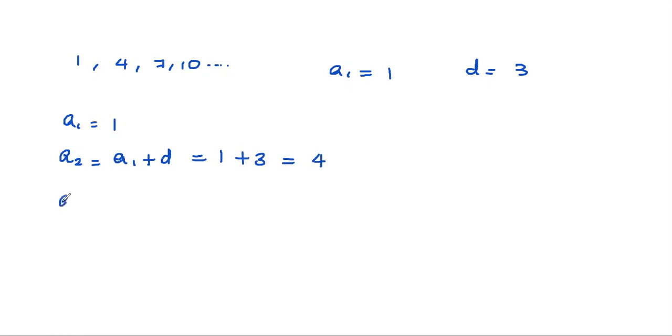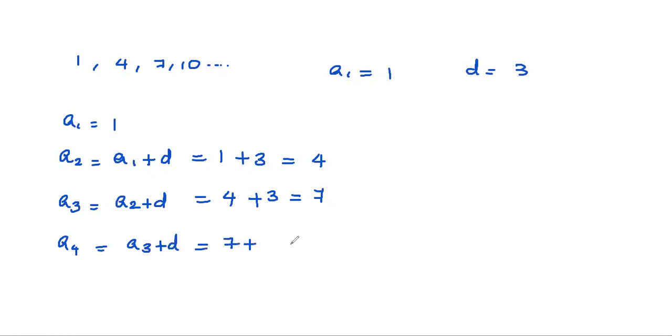And how to obtain the third term? The third term will be the sum of the second term and the common difference. You know the second term, it is 4. Now we know the common difference, that is 3. And the third term will be 7. You can obtain that in the series. Now what is A4? It is the sum of A3 and D. A3 is 7, the common difference is 3, and that's equal to 10. So in this way, you can obtain a series.